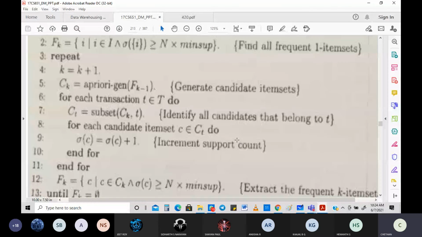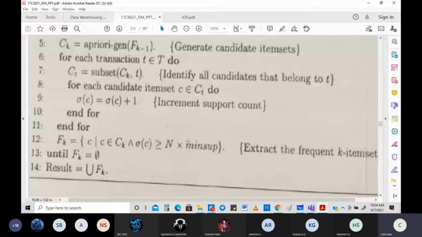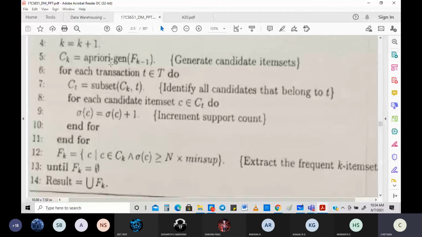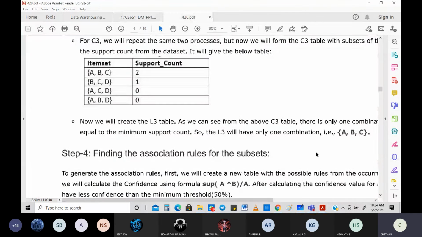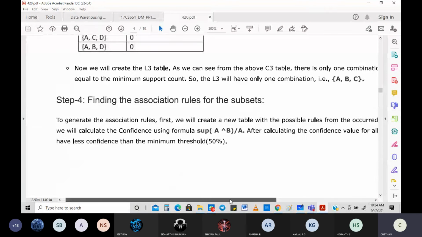What is the next thing? We are going to do this step, the same old thing we did for each and everything. Then we are going to figure out what is there in step number 12, 13, 14. Whatever is there in steps 12, 13, 14, we are going to do that. If you do that, what are you going to get here? Okay, let's look into this. The last thing is finding association rules for subsets.